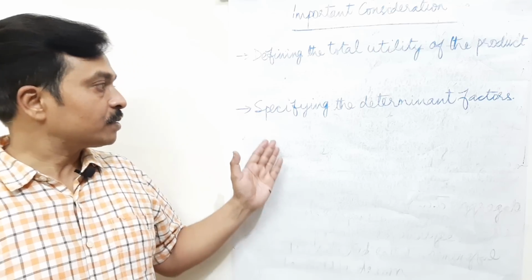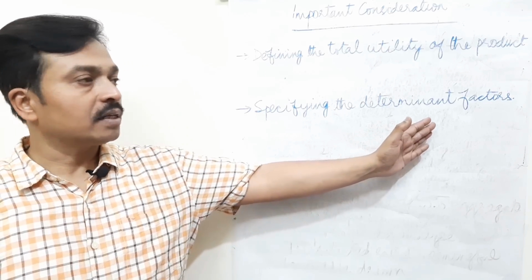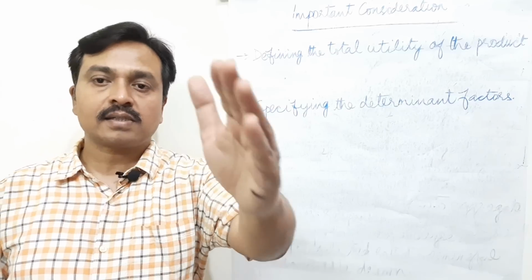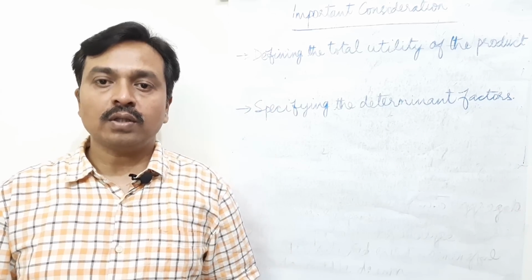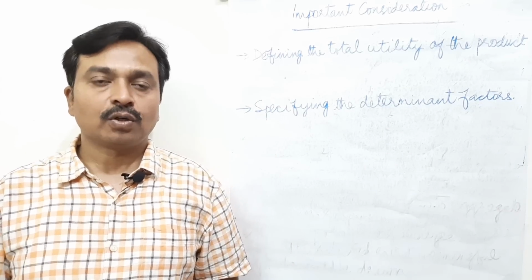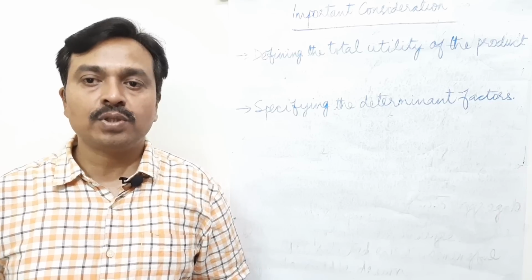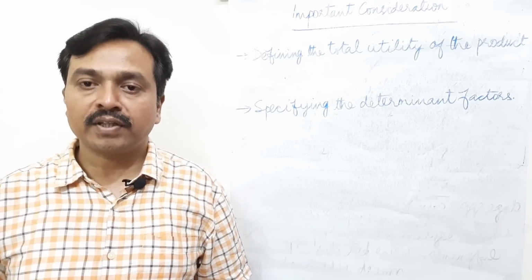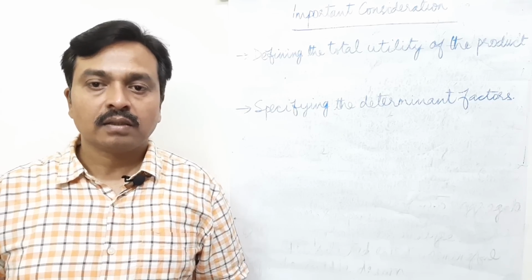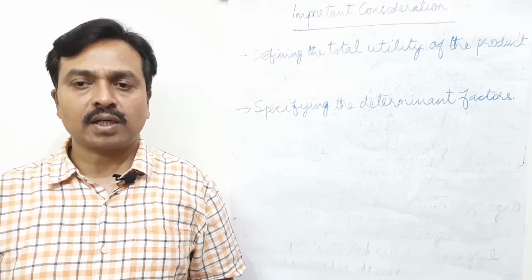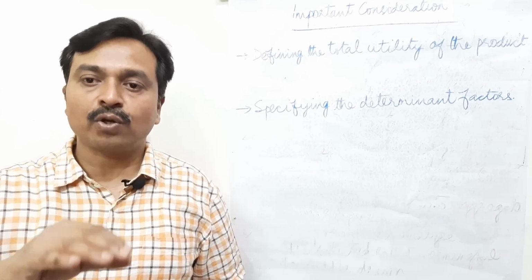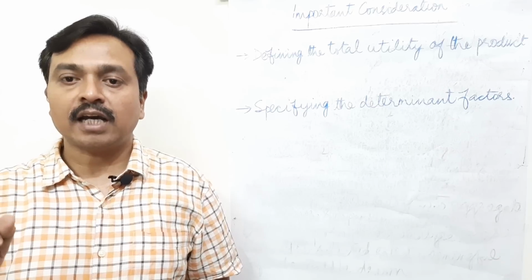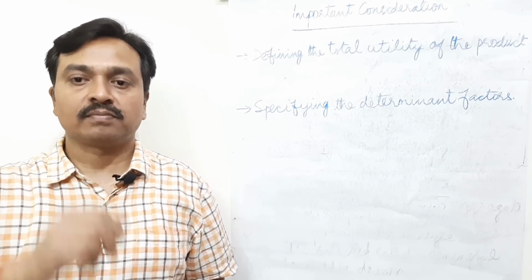Second point is specifying the determinant factors. The researcher must also be sure to include all the determinant factors. The goal is to include the factors that best differentiate between the objects. The researcher should always strive to identify the key determinant variables because they are pivotal in the actual judgment decision.